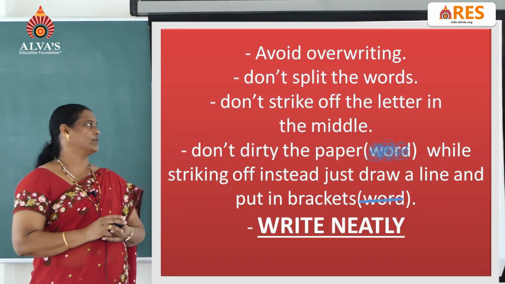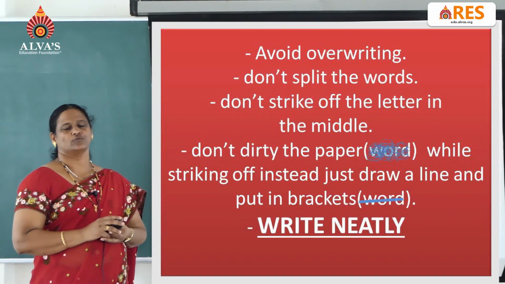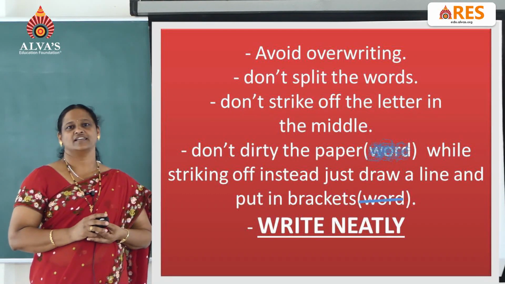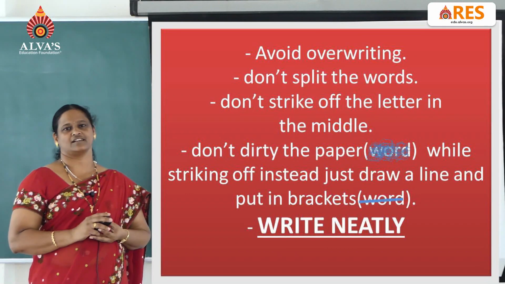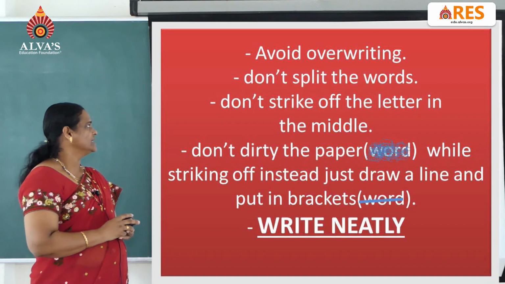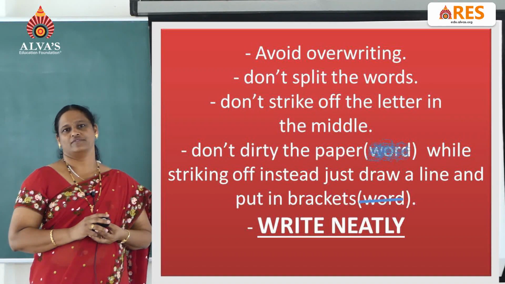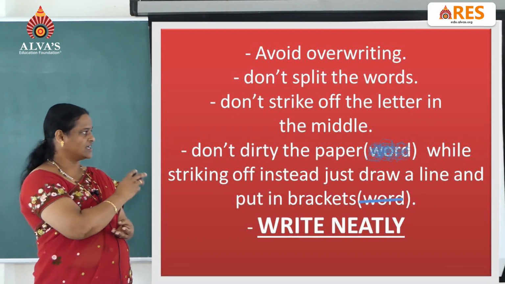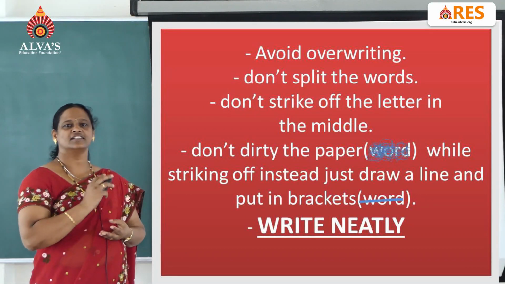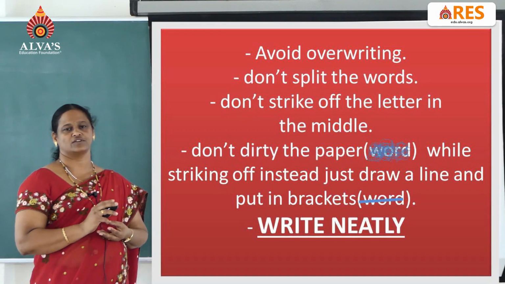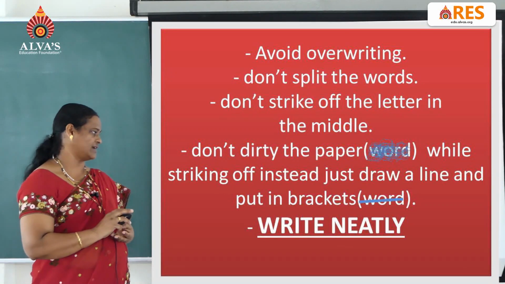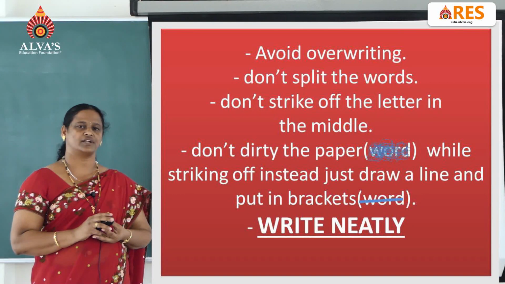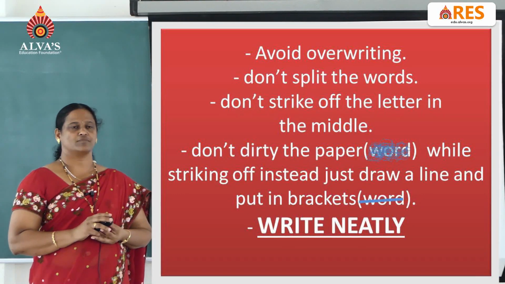Then you have to avoid overwriting, and you should not split the words. For example, when you have to write the word Romeo, you write RO in one line and MEO in the next line. That makes the word look very odd. Then you don't strike off a letter in the middle of a word. If you go wrong, you better strike off the whole word and write it again. Even while striking off, don't dirty the paper by scribbling it too much. Instead of that, you just draw a line, put it in brackets. And most importantly, you have to write it neatly. Neatness is very important, which will help you to score the maximum marks.